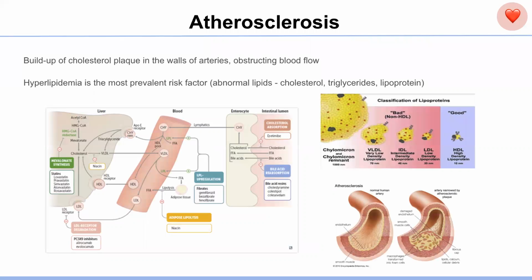Finally, atherosclerosis. This is what happens when cholesterol plaques build up in the walls of arteries, obstructing blood flow. Hence, you want to reduce cholesterol levels. Hyperlipidemia is also the most prevalent risk factor, so addressing abnormal lipids is also important. Also, remember we have different types of lipoproteins with VLDLs, LDLs as the bad ones and HDLs as the good ones.